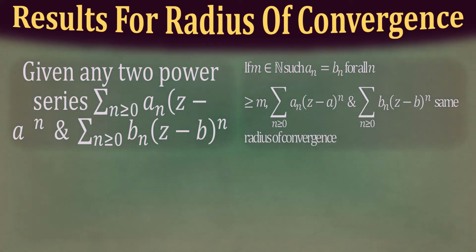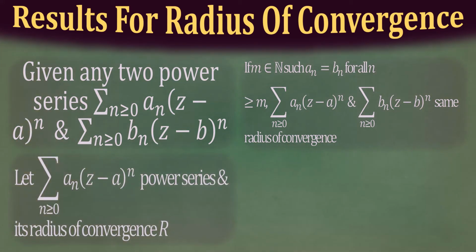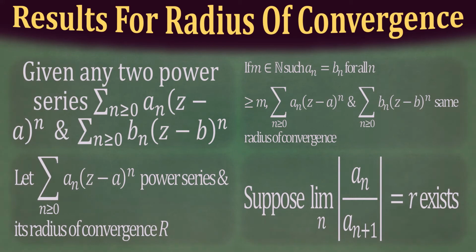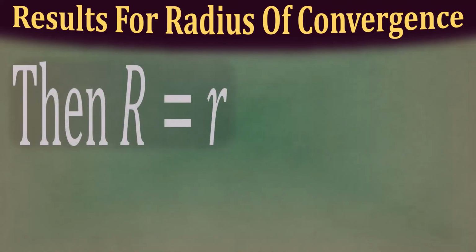Let the series over all n greater than or equal to 0 of an times z minus a to the n be a power series, and let its radius of convergence be capital R. Suppose that the limit as n approaches infinity of the modulus of an over an plus 1 equals lowercase r, then capital R equals lowercase r.